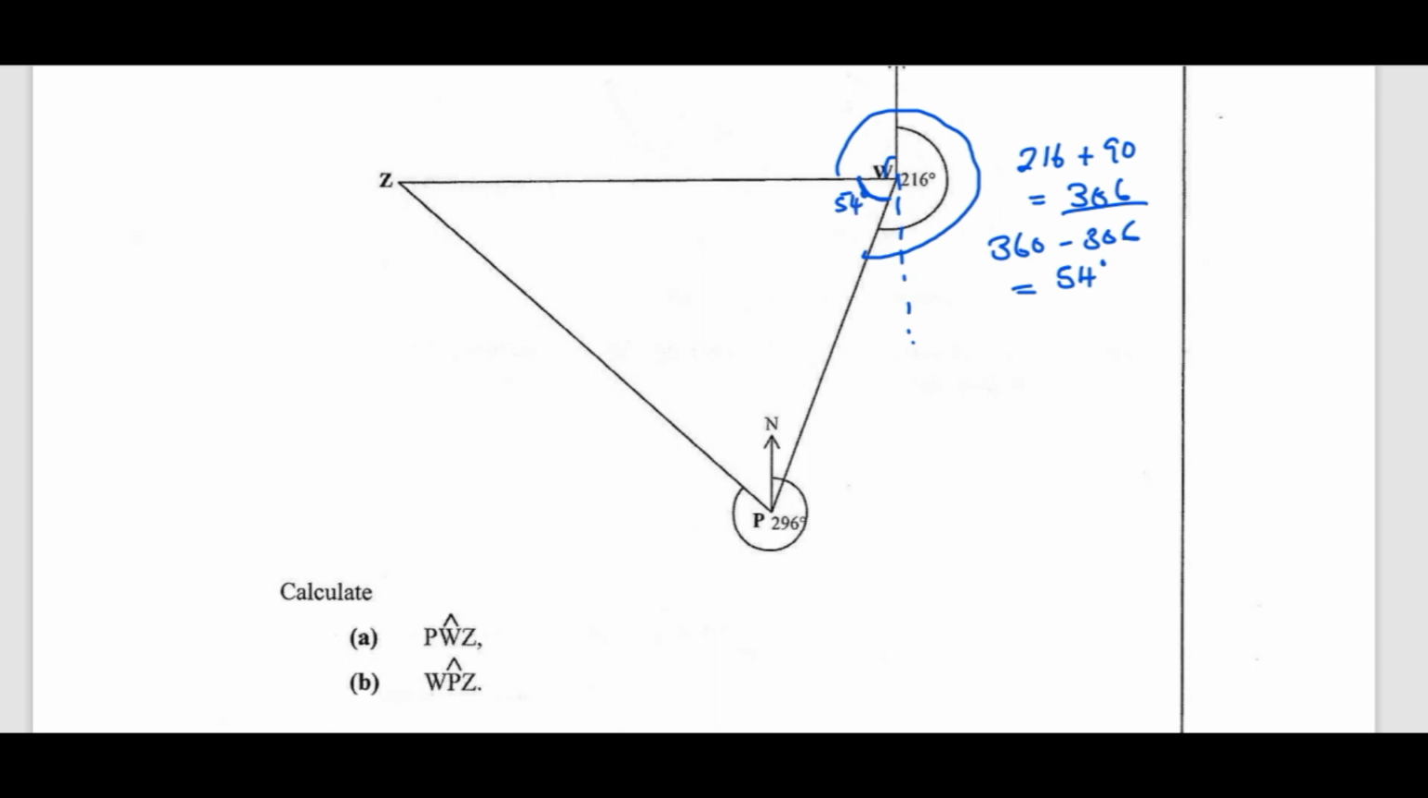And then let us move to P. So WPZ, this is the angle that we are looking at. So how do we find this angle? This angle here is equal to this angle here. So if we find this angle, then it will be very easy for us to find this angle. Then we subtract it from 296. So let us find this angle.